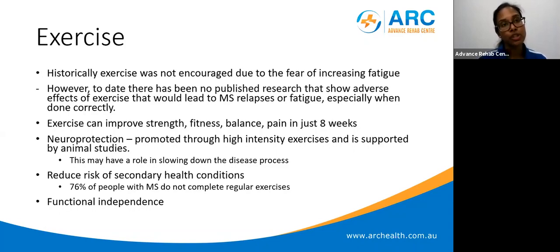Especially when you do exercise at a higher intensity, it can have an anti-inflammatory effect at the brain level and a neuroprotective effect through the production of certain chemicals known as brain-derived neurotrophic factors. It can also help with neuroplasticity, which is basically the rewiring of the brain, and as a result, hopefully slow down the disease process. Exercise can also reduce the risk of other secondary health conditions, as we mentioned, and improve functional independence.